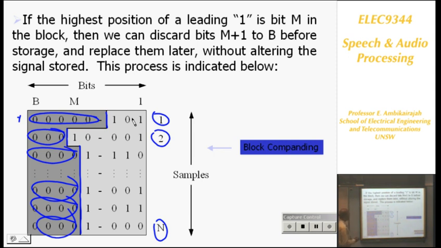So if the highest position of the leading 1 is bit M in the block, then we can discard bits M plus 1 to B before storage. So if it is 1, I can discard all these before storing it. Otherwise, this will take a position, okay? So if you've got 16 bits, and this is the leading bit that is 1, then you can discard that.